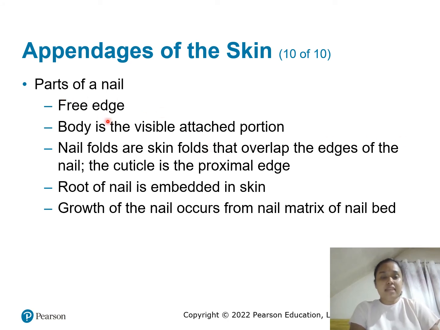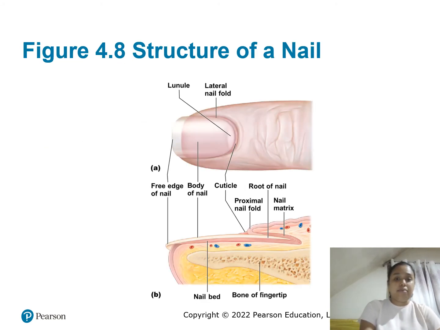Now, the parts of the nail, you have your free edge. Okay, my nails are short. Your free edge is basically the thing that you cut with your nail cutter. The body is the visible attached portion. Your nail folds are the skin folds that overlap the edges of the nail, and the cuticle is the proximal edge. The root of the nail is embedded in the skin, and the growth of the nail occurs from the nail matrix of the nail bed.